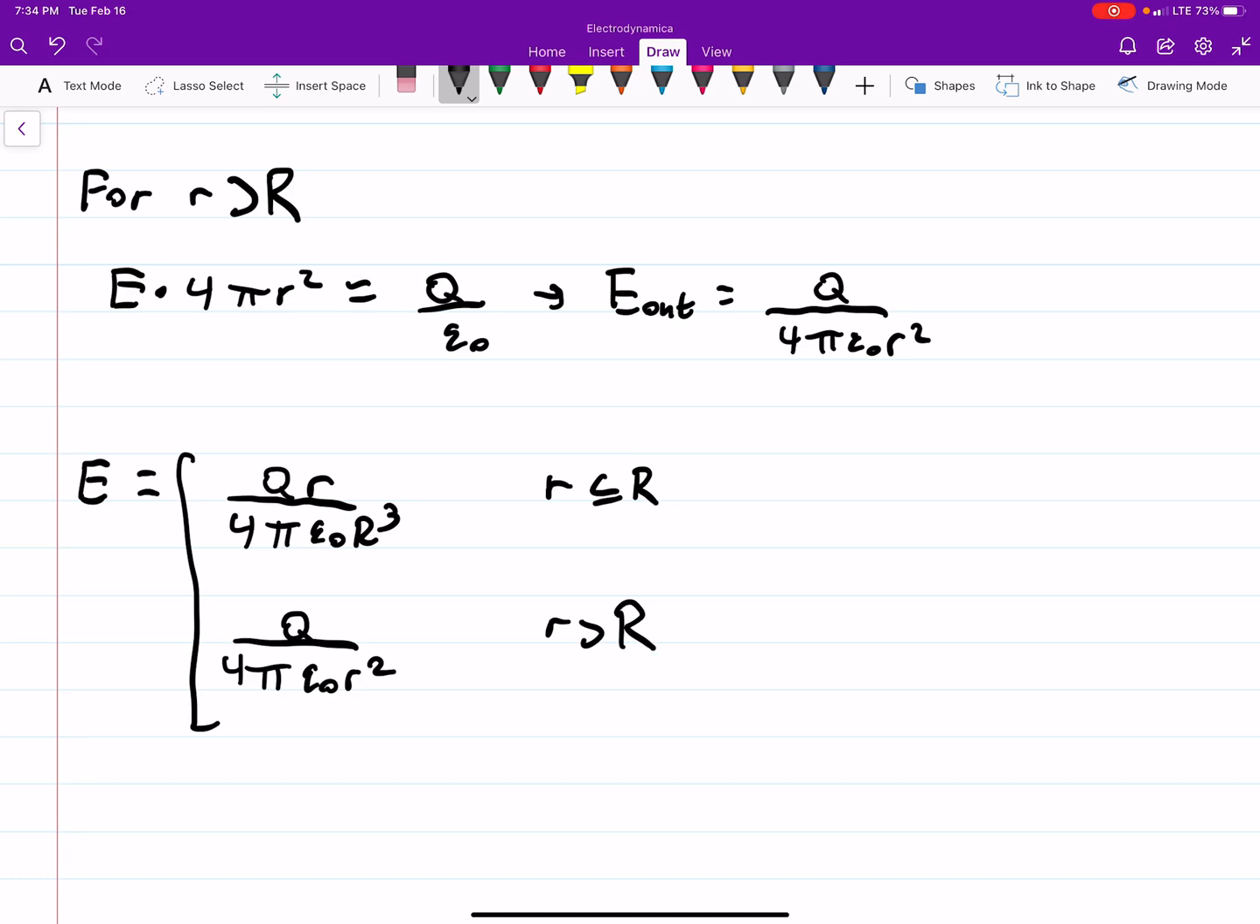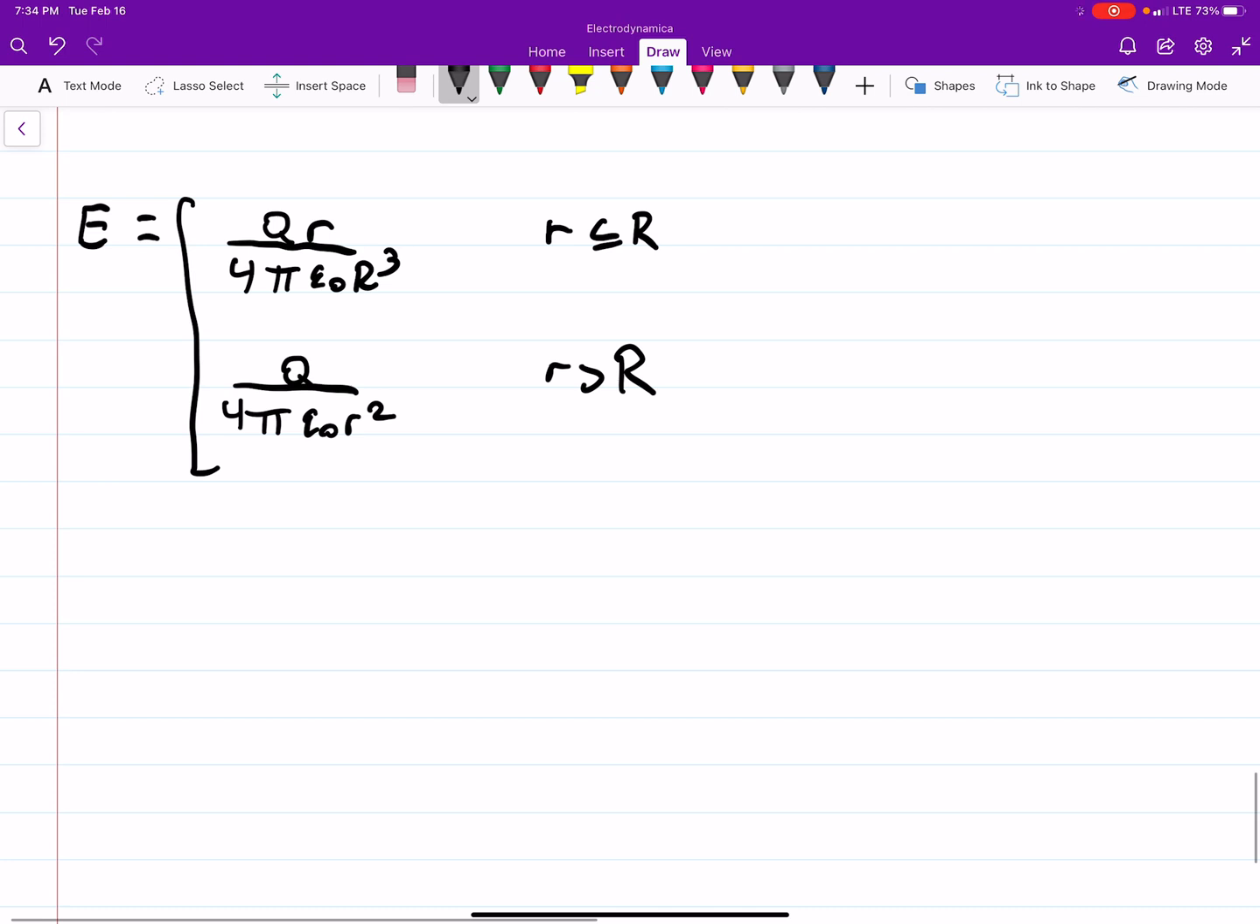Okay. Now from part A, we saw that our U is epsilon naught over 2 times the integral of our E field squared dV. Right?